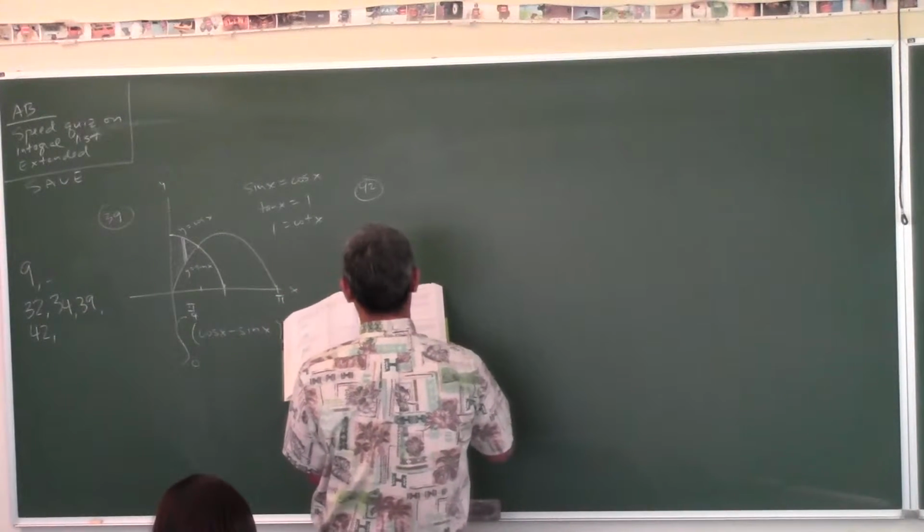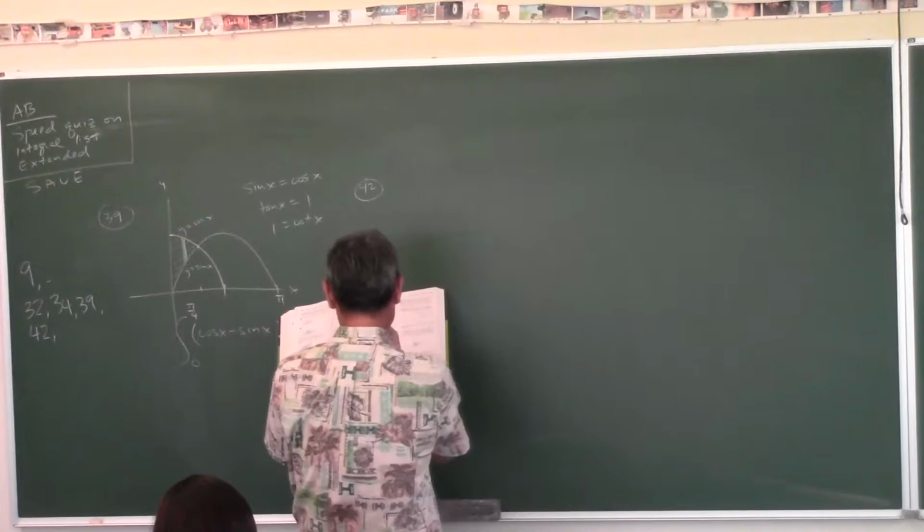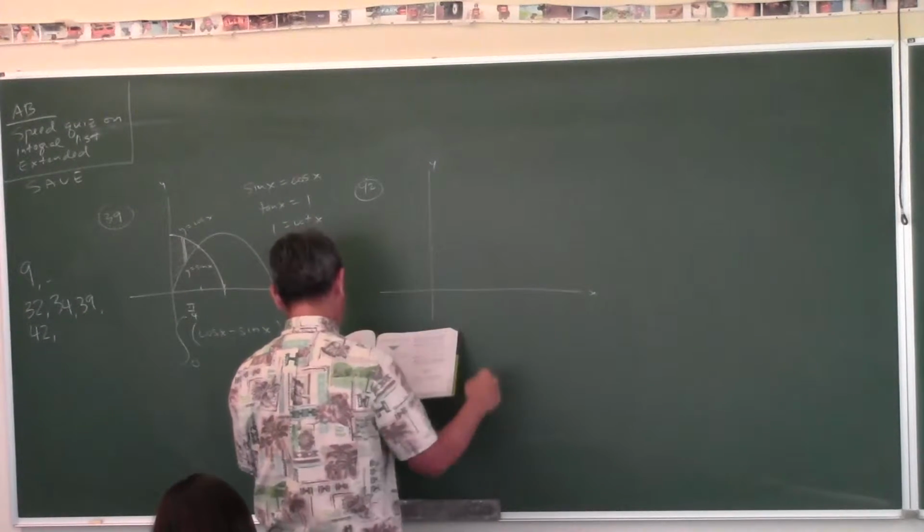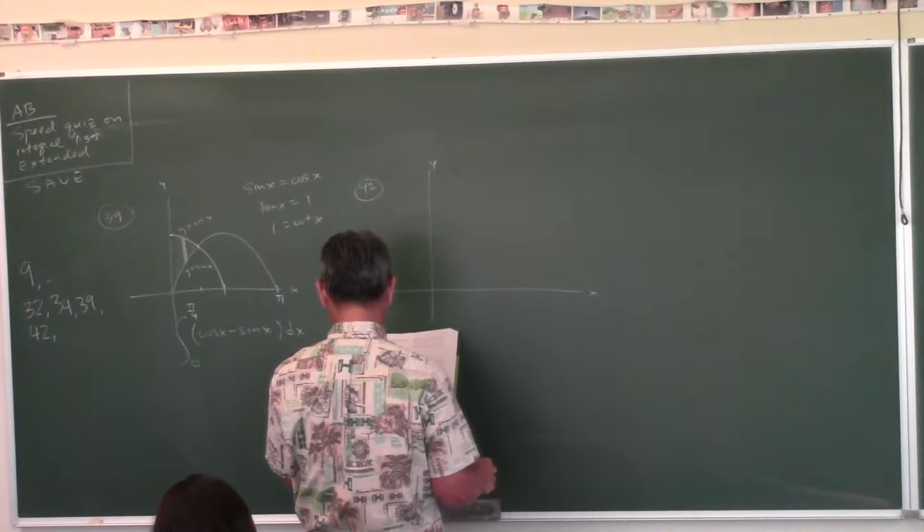Okay, number 42. Find the area of the region. Okay, so I guess the hardest part of this problem is to draw the graph, right, Joe?